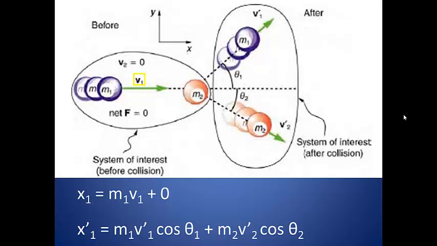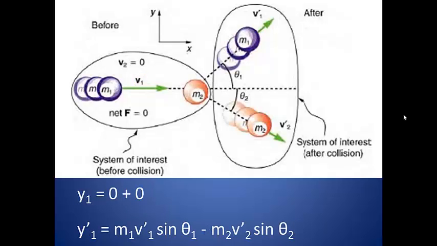Ball 2 is not moving, so its momentum in the x direction is 0. The total momentum in the x direction before the collision is m1 times v1 plus 0. This is equal to the total momentum in the x direction after the collision. Momentum after the collision must take into account the angles we just described. The momentum of the first object is the mass times the velocity times the cosine of the angle theta. The momentum of the second object is mass times its velocity times the cosine of its angle theta. That gives us the values for the x component for each momentum.